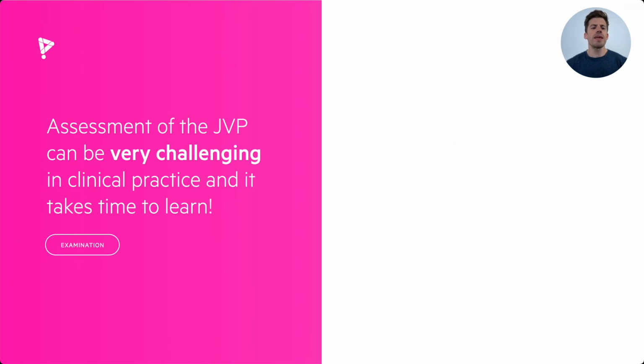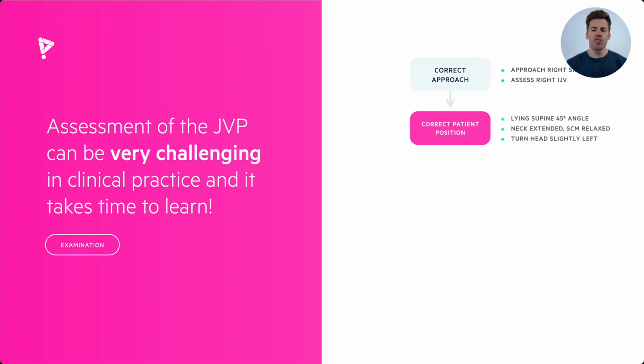Assessment of the JVP can be very challenging in clinical practice, and it takes time to learn, so don't be disheartened. Here are some key principles. We want the correct approach to start with. We want to approach the patient from the right-hand side, and we typically assess the right internal jugular vein. We then want to correctly position the patient. They should be lying supine at a 45-degree angle with the neck extended and the sternocleidomastoid slightly relaxed. We then want to turn the head slightly to the left.